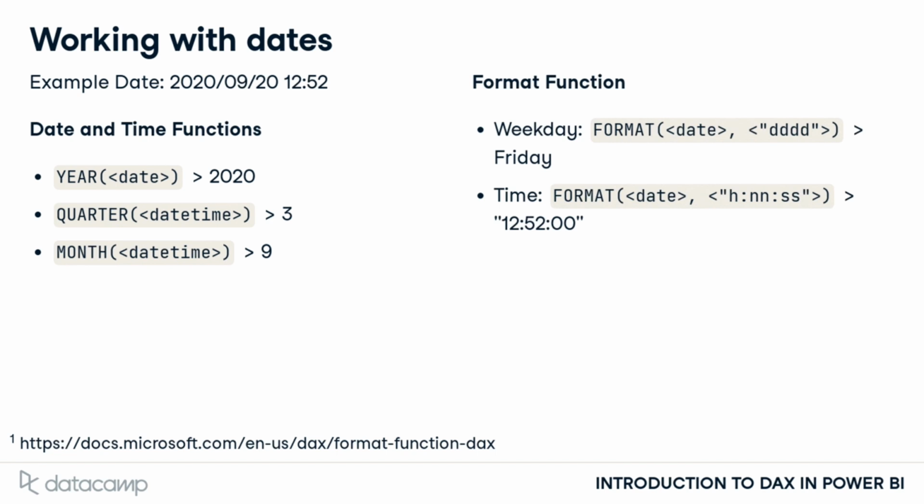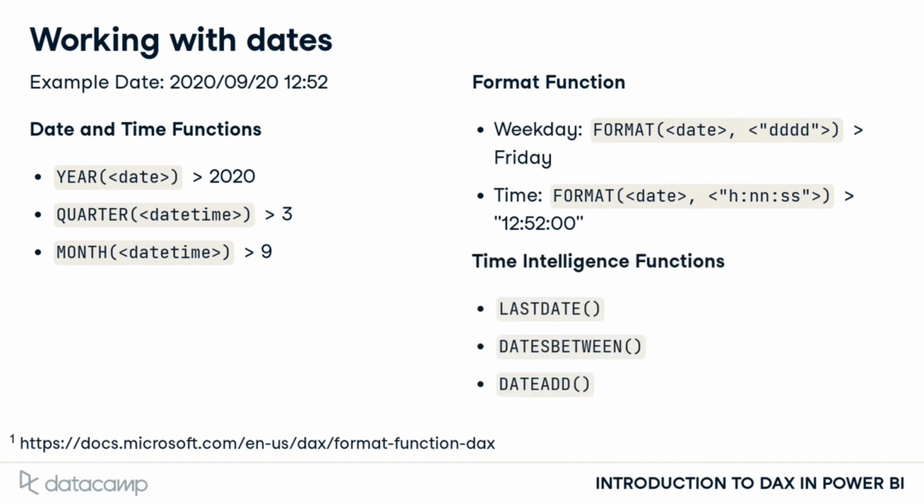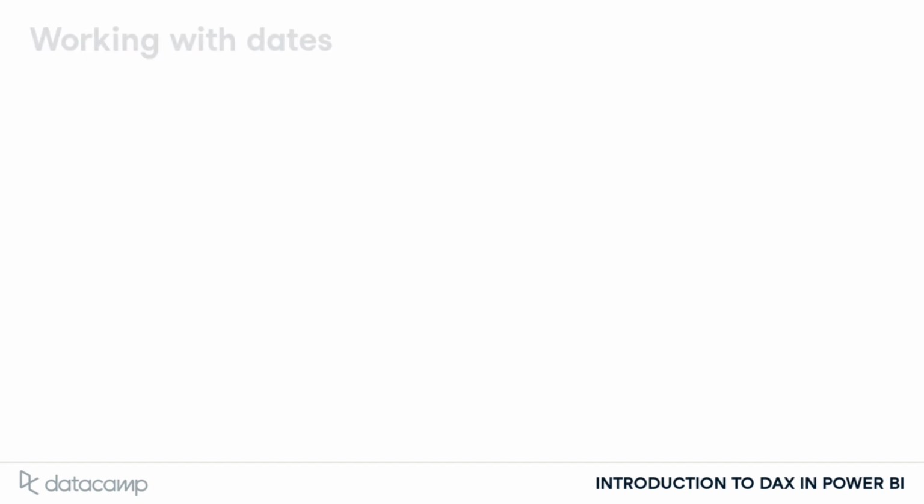In this case, we will type D 4 times. An exhaustive list of all format functions can be found in the DAX documentation. Power BI also has various time intelligence functions available, but we'll look at them later when creating quick measures.